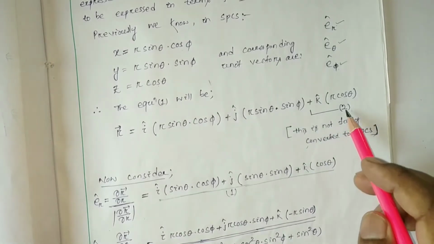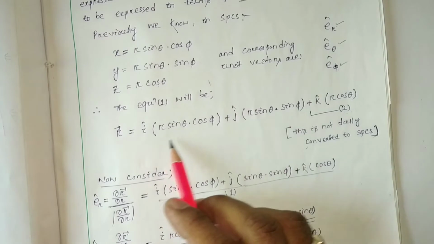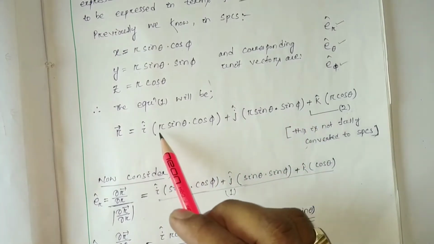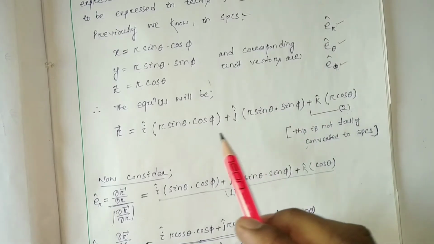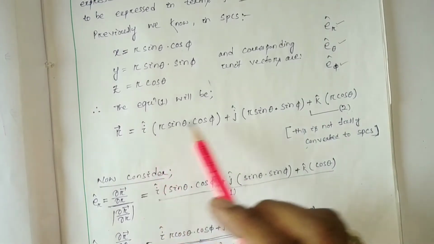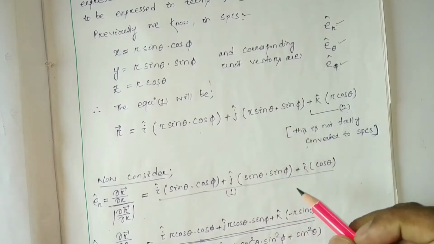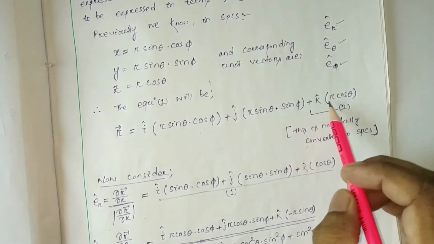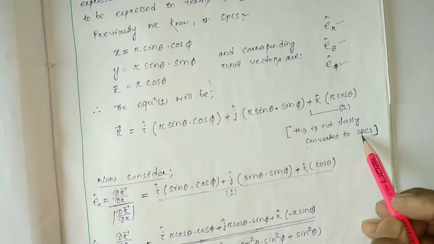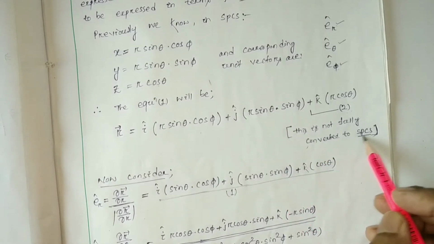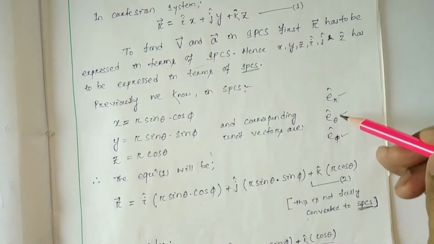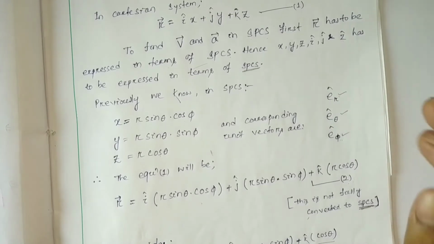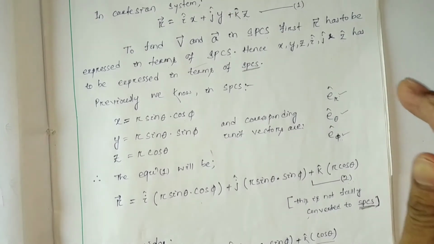From this equation number 2 you can see that the x, y, z components are transformed to the polar coordinate system, but i cap, j cap, k cap are not. That means equation number 2 is not fully converted to the spherical polar coordinate system. So what we have to do? The unit vectors are e r cap, e theta cap, e phi cap, that we know in the case of the spherical polar coordinate system.